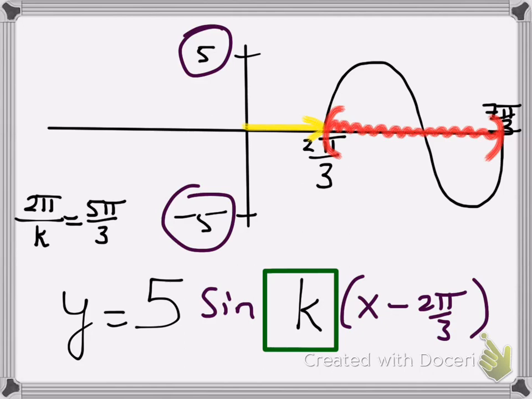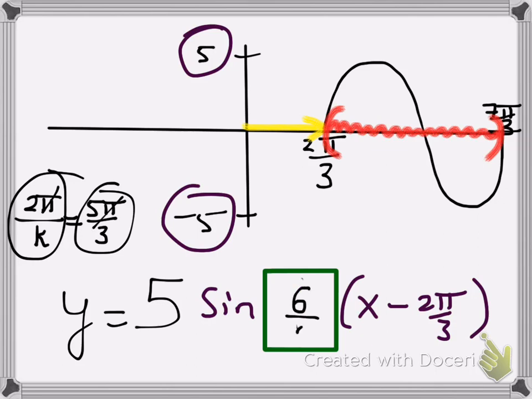That's how you establish the importance of the k value. You make sure that the period is 5 pi over 3. So 2 pi over some number equals 5 pi over 3, which means pi and pi cancel. This number is 6/5. That number right up front is 6/5. We'll talk a lot more about it.